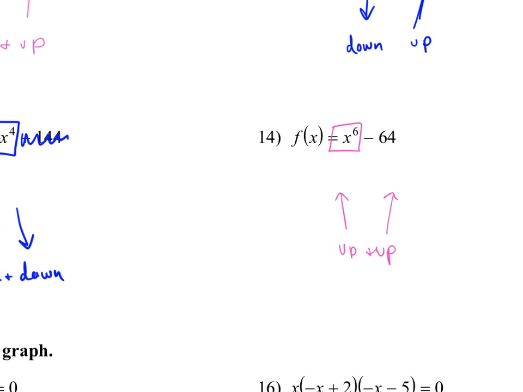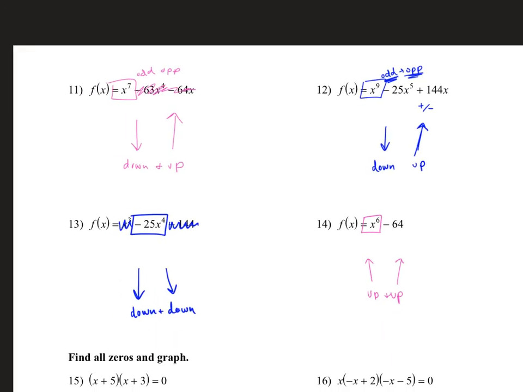Any questions about the end behavior? Wait, do we have to write down and down, or can we just put the arrows? So if it's multiple choice, it's going to give you words. So it'll say like down and down. So just whatever direction your arrows are, that's what words you put. If it's not multiple choice, then you can just draw the arrows. That's fine. Okay, thank you.